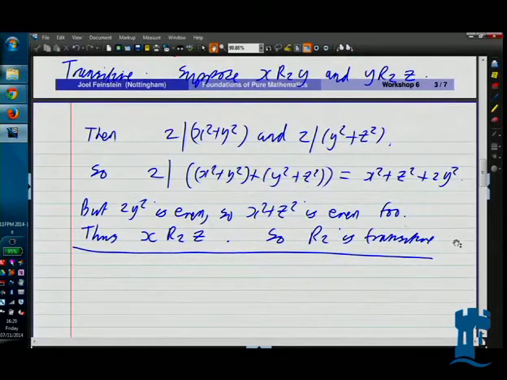And what's the shortcut for the whole thing? Anybody spot the shortcut for the whole thing? The shortcut for the whole thing is that R2 is actually the same as congruence modulo 2. So R2 is congruence modulo 2 in disguise.